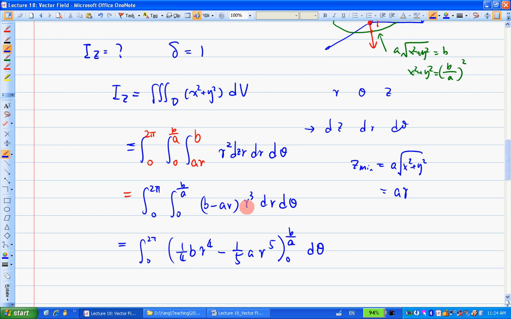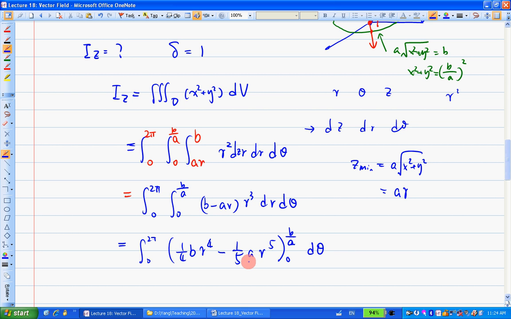For the limits of your second one, shouldn't it be b over a squared? No, here, x squared plus y squared equals this one. That's the circle, right? The radius is b over a. So this side is r squared. Any other questions? All good? Okay, so I think that's what it is.